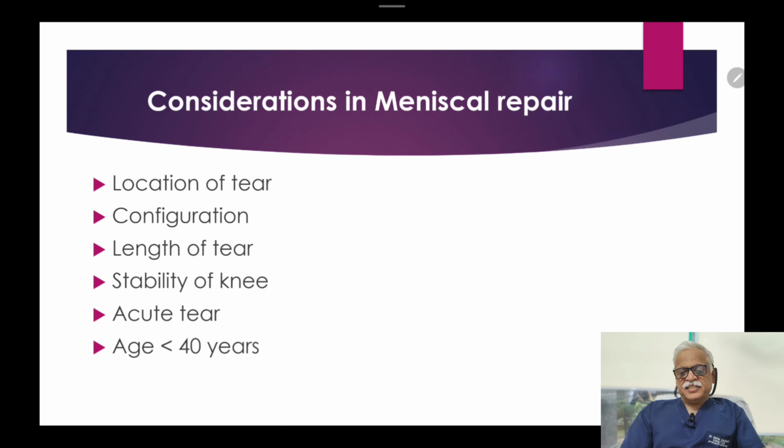So what are the considerations while doing a meniscal repair? The most important is the location of the tear. The better the tear is in the vascular zone, the outer red zone, the better are the chances of healing. The configuration of the tear: longitudinal tears and bucket handle tears are most amenable to repair. Length of the tear: the shorter the length, the better the chances of healing. Again, stability of the joint, whether the tear is acute, and the age of the patient all help in predicting the success rate in meniscal repair.